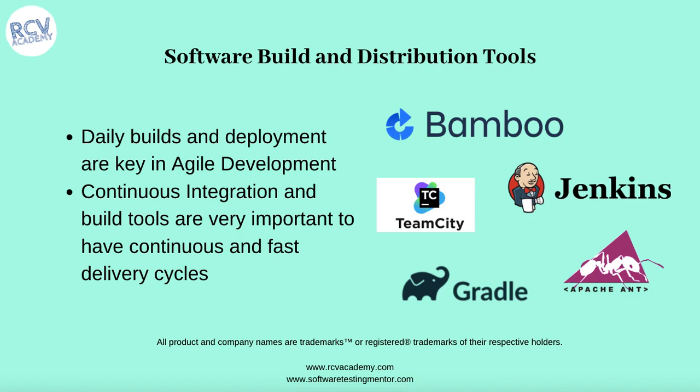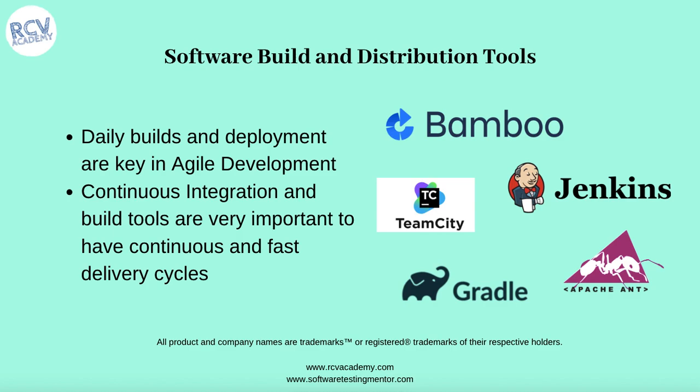Daily builds and deployments are very important in Agile, because there is daily development work that happens in Agile, and because of that you need automated tools to build the software on a daily basis to ensure that nothing is broken from the last build. These build tools are very important, and as and when the developer checks in the code, they do the build and run a set of automated test cases to ensure that nothing is broken in the build.